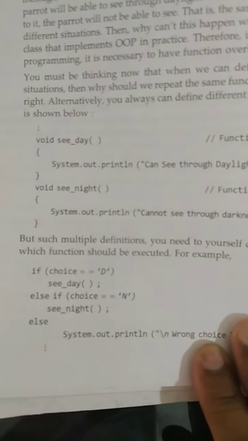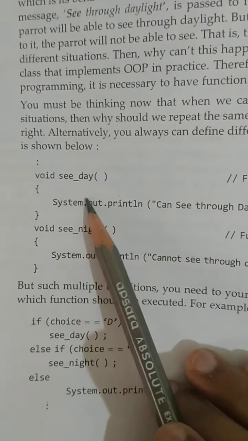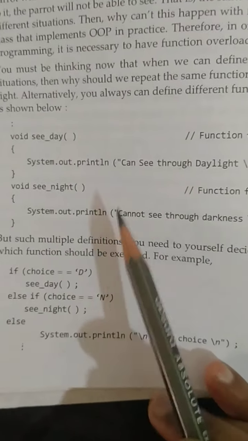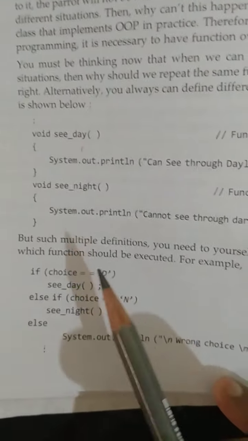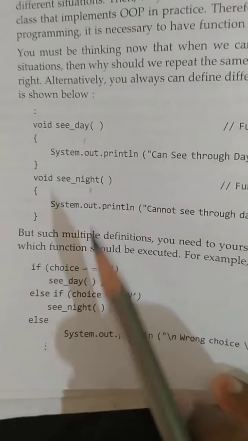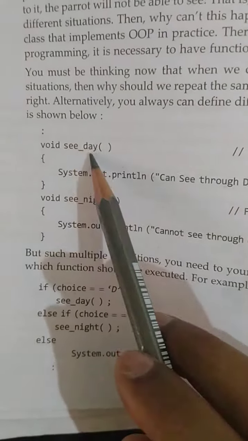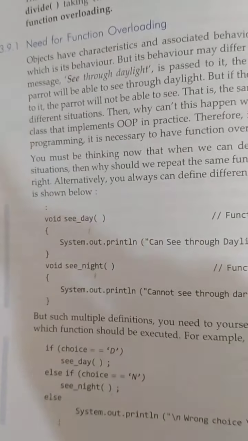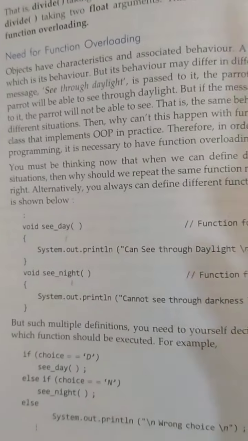Here they have shown the need for function overloading. They have declared 2 functions, cd and cnight. This is a function name and they have some printing statements also. Here they have made a comparison. If choice is D, we have to do this. Else if choice is N, we have to do this function. So we have to do many comparisons to execute all these functions. Instead of that, using function overloading, we write the same function name, but according to the number of arguments or the data type, it will identify the function.